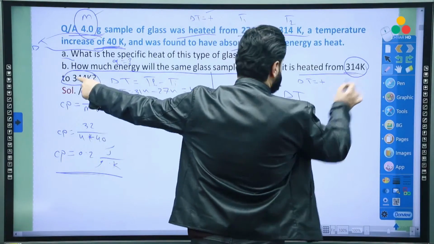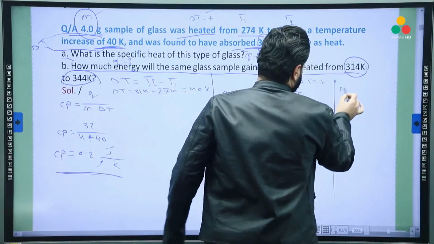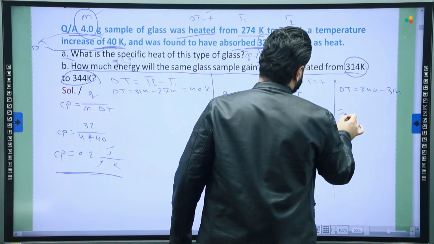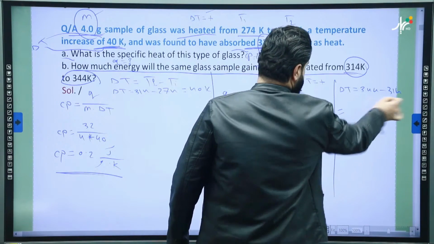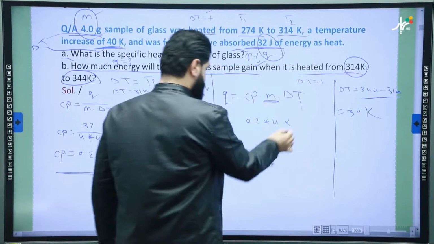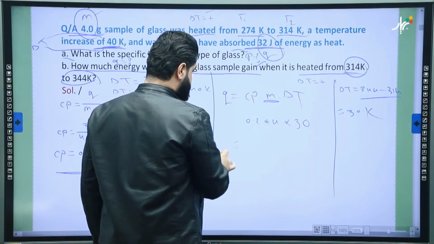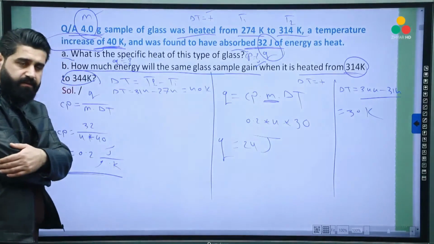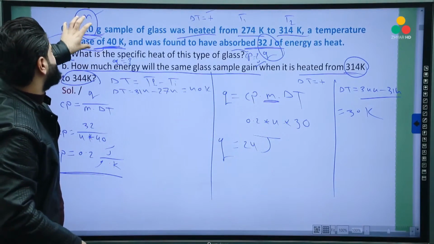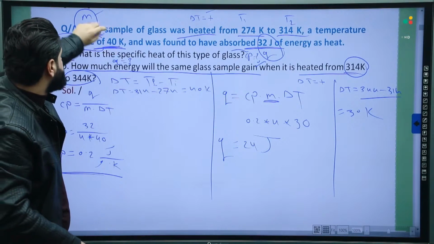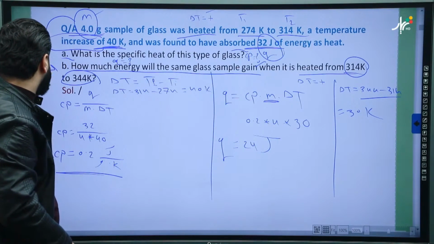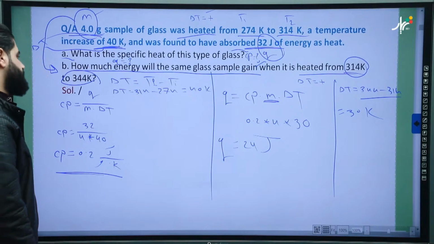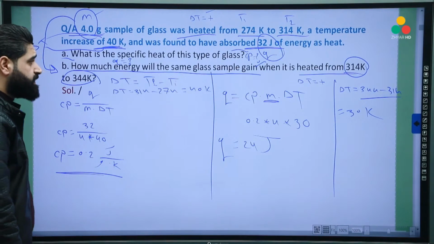Okay, let's get the value of delta T. Delta T equals 344 minus 340, which is 4 Kelvin. So times 4 equals, Q equals 24 joule. Just like this. We took out CP here, then we use it for the unknown of B. I think it's very simple. It's very simple, please. Don't be confused.